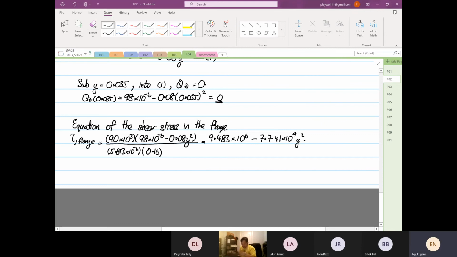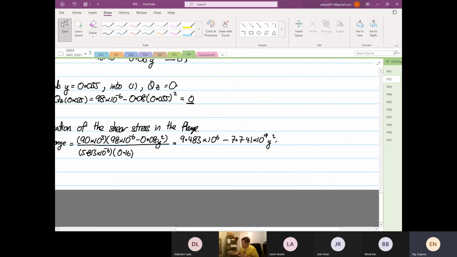right. So once we have this equation, this is a second order polynomial equation, and it's valid from y equal to 0.015 meters to 0.035 meters. Okay, so this is the equation of the distribution of the shearing stress at the flange.